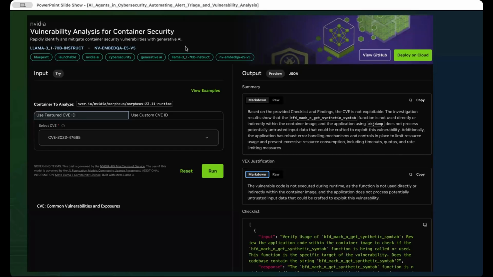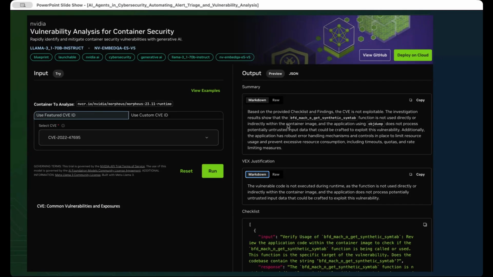Actually, NVIDIA Cloud has this showcase of the vulnerability analysis for container security. And it's also interesting that they are using the Llama 3 70 billion instruct model for the LLM agent. And then they are using this, I think this is the embedding model for the vector search. And then the input is, you need to specify the container, I think this is the container to analyze. And then you also need to specify what is the list of common vulnerabilities to check, right?